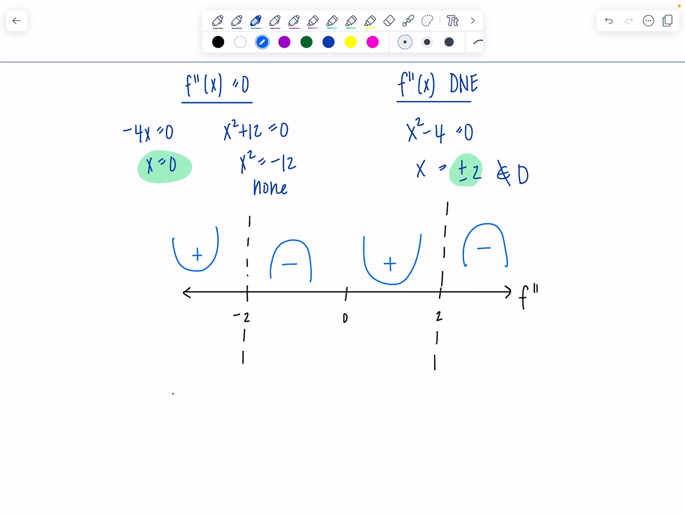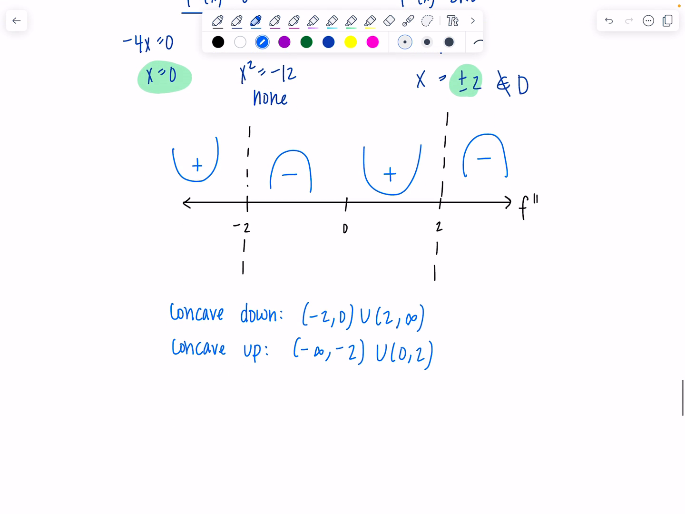So let's see, the graph is concave down from -2 to 0, union 2 to infinity. It's concave up from -infinity to -2, union 0 to 2. Do we have any inflection points? Only at 0. Remember, we have asymptotes at 2 and -2. So we do have an inflection point, f of 0, which is 0.